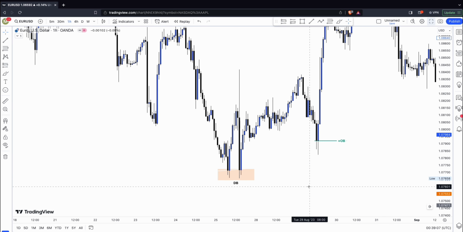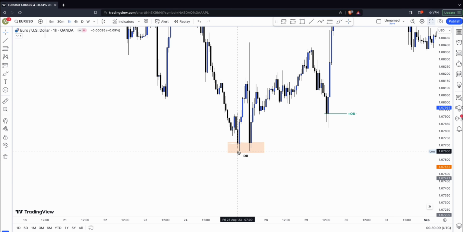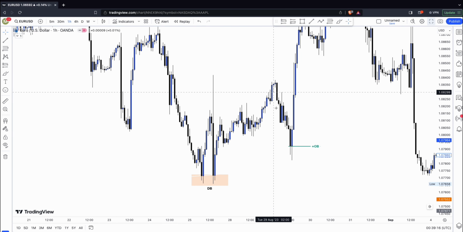I said I'll show you guys, and it happened. As you can see, this is exactly a very good example of a double bottom right here. You have a double bottom, price ends up reversing, and look at what happened. And this is a positive order block.